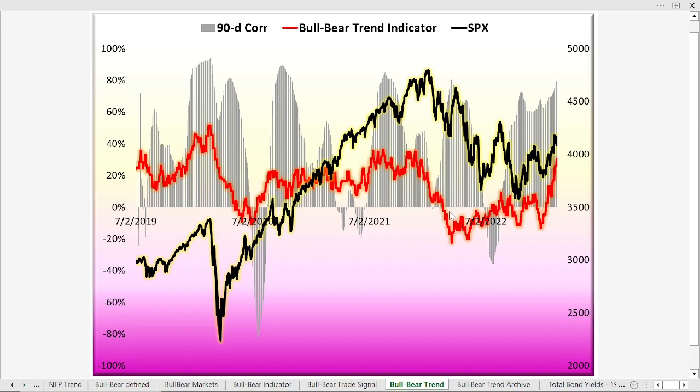Conversely, when we had that very big sell-off going back to February, March of last year, there was also a very strong correlation. The bull-bear trend indicator was going down as the S&P 500 was going down. What these correlations show us is that when we have a very strong trend to the upside or downside, we want to look for confirmation, and we will see confirmation with the bull-bear trend indicator. Currently, we have a very strong correlation, around 80%, between the S&P 500 and the bull-bear trend indicator.